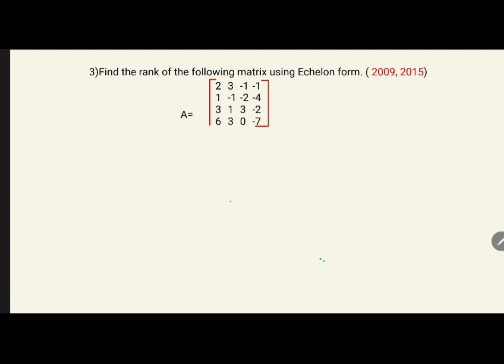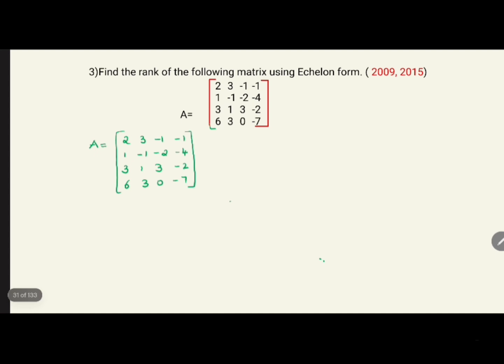Find the rank of the following matrix using echelon form. This has been asked two times, in 2009 and 2015. Now let's start the problem. A is equal to 2, 3, minus 1, minus 1. 1, minus 1, minus 2, minus 4. 3, 1, 3, minus 2. 6, 3, 0, minus 7. So this is the matrix that is given.